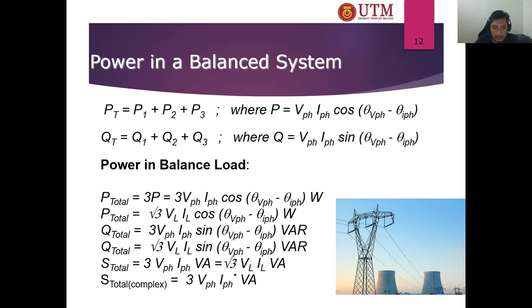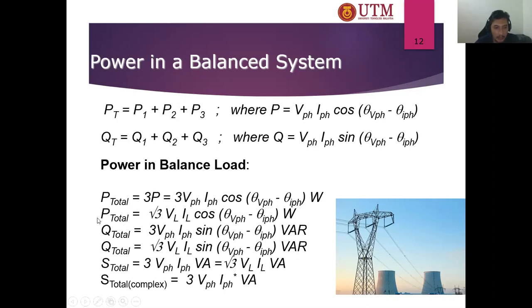Okay, so if the system is balanced, meaning that P total is just 3 multiplied by the single phase power. In other words, the three-phase power can be calculated by using 3 multiplied by the single phase power. As you can see, this is in phase terms, V phase and I phase terms. If you are using V line and I line terms, the P total can be calculated using this equation: square root 3 V line I line cos of theta V minus theta I.